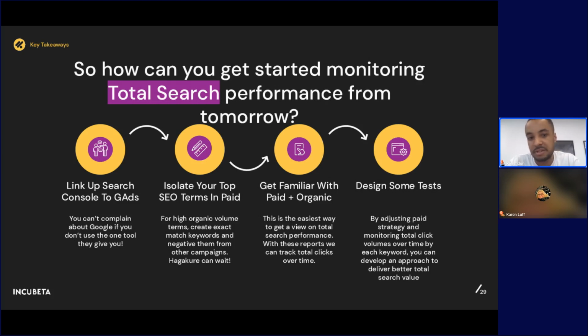Then the next step would be to isolate your top SEO terms in paid. So anything that you see that has high organic volume, you want to make sure that you have exact match keywords across the board there, and negative them out from other campaigns so you can put them somewhere else and concentrate them. This is something that obviously Seamless is doing on our end and works really well.